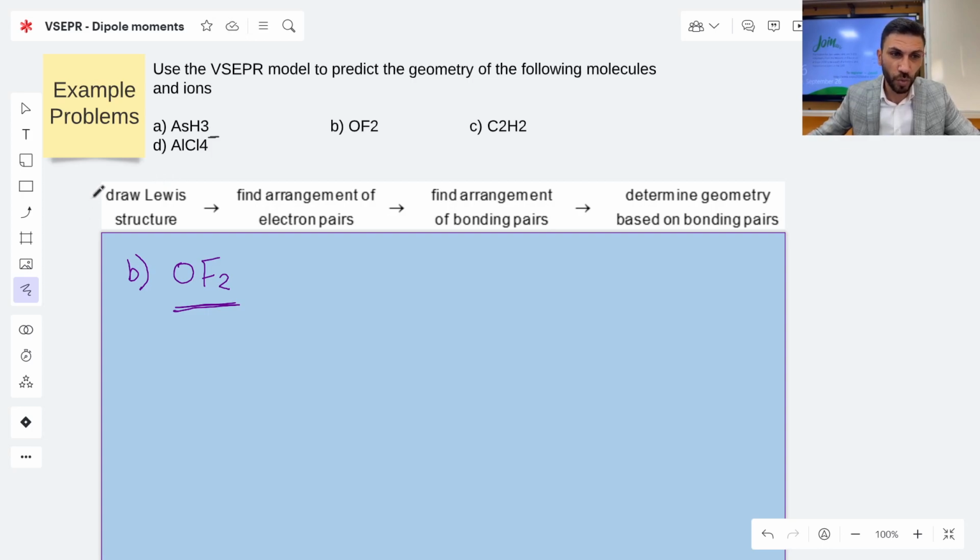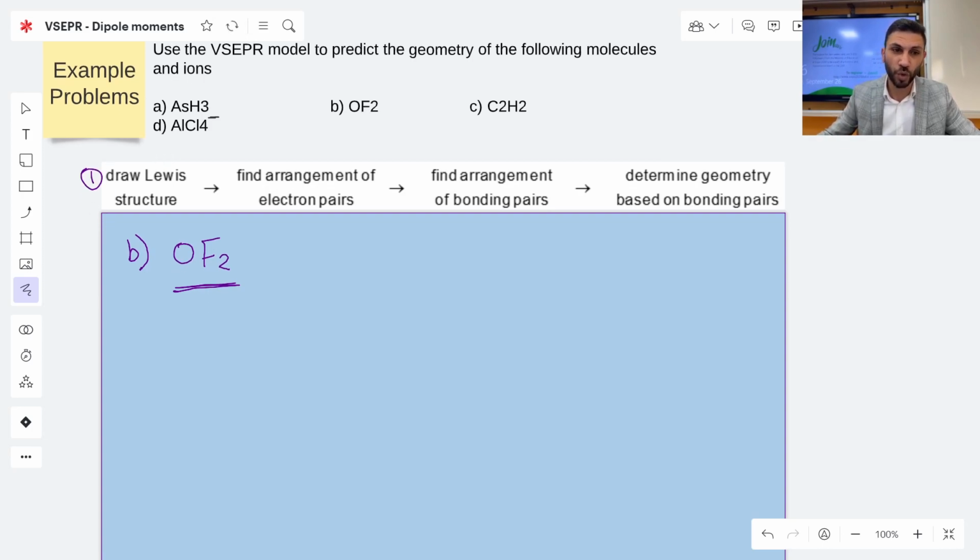The first step is to draw the Lewis structure. So we're going to draw the Lewis structure for the oxygen combined with two fluorine atoms. For the oxygen, from the periodic table, you will find that its atomic number is 8, so it has 8 electrons. That is 1s2, 2s2, and 2p4. Or we can write it as 2 in the first energy level and 6 in the second energy level. Now, for the fluorine atom, each fluorine atom has atomic number 9. That means 9 electrons, so it's going to be 2 and 7.